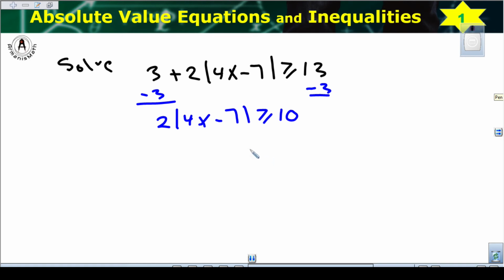The next step is to divide by 2, according to Jiren and Maddie. Thank you. So I'm going to divide by 2. That's going to leave me with the absolute value of 4x minus 7 greater than or equal to 5. Because it's 5 and it's greater than that amount, do you think I should split or include the value? Should I split or should I include it in between the values?